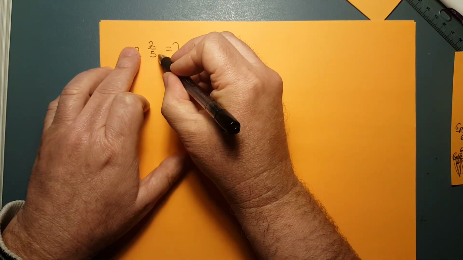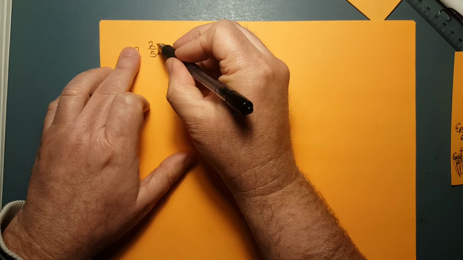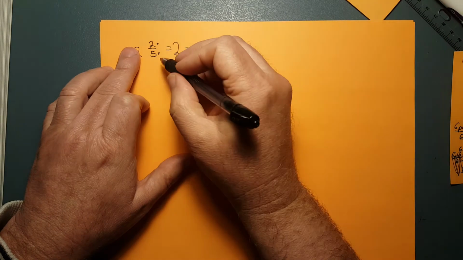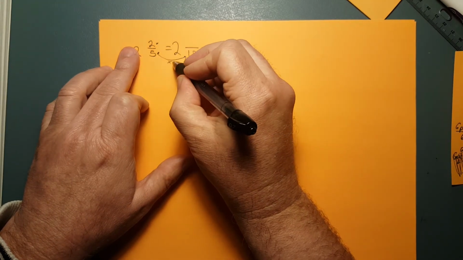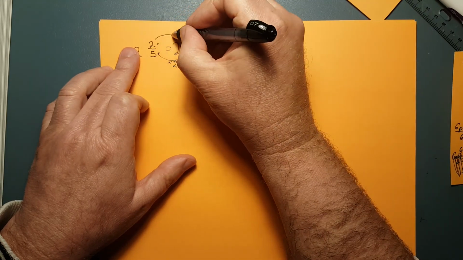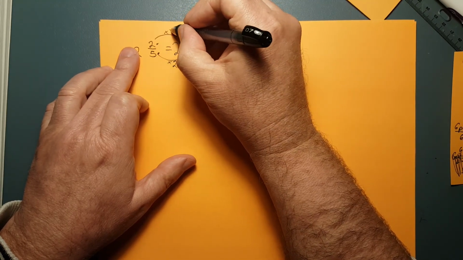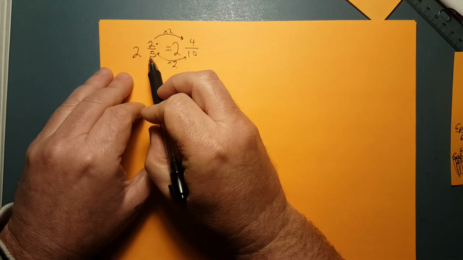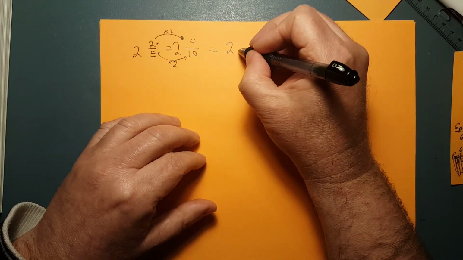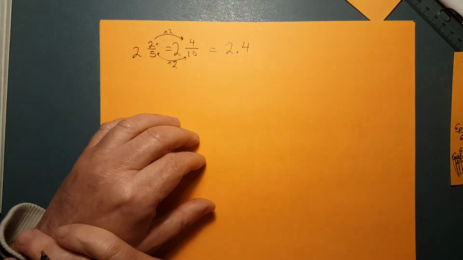Remember, multiply the numerator and denominator by the same number, and you get an equivalent fraction. So 5 times 2 is 10. Take this and multiply it by 2. 2 and 2/5 is the same as 2 and 4/10. And now it's easy to write as a decimal.